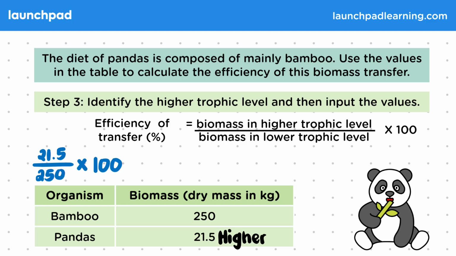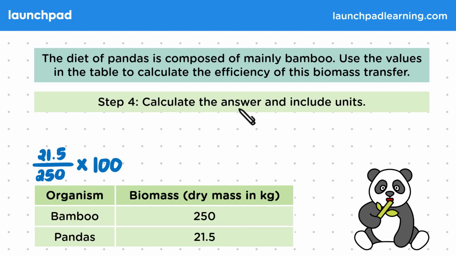The biomass value for the panda is going to go as the numerator, the top number, as it's the biomass of the higher trophic level. And the biomass for the bamboo, 250 kilograms, will go as the denominator, because this is the biomass of a lower trophic level. So we do this division and then multiply the value by 100 to get the percentage efficiency transfer.